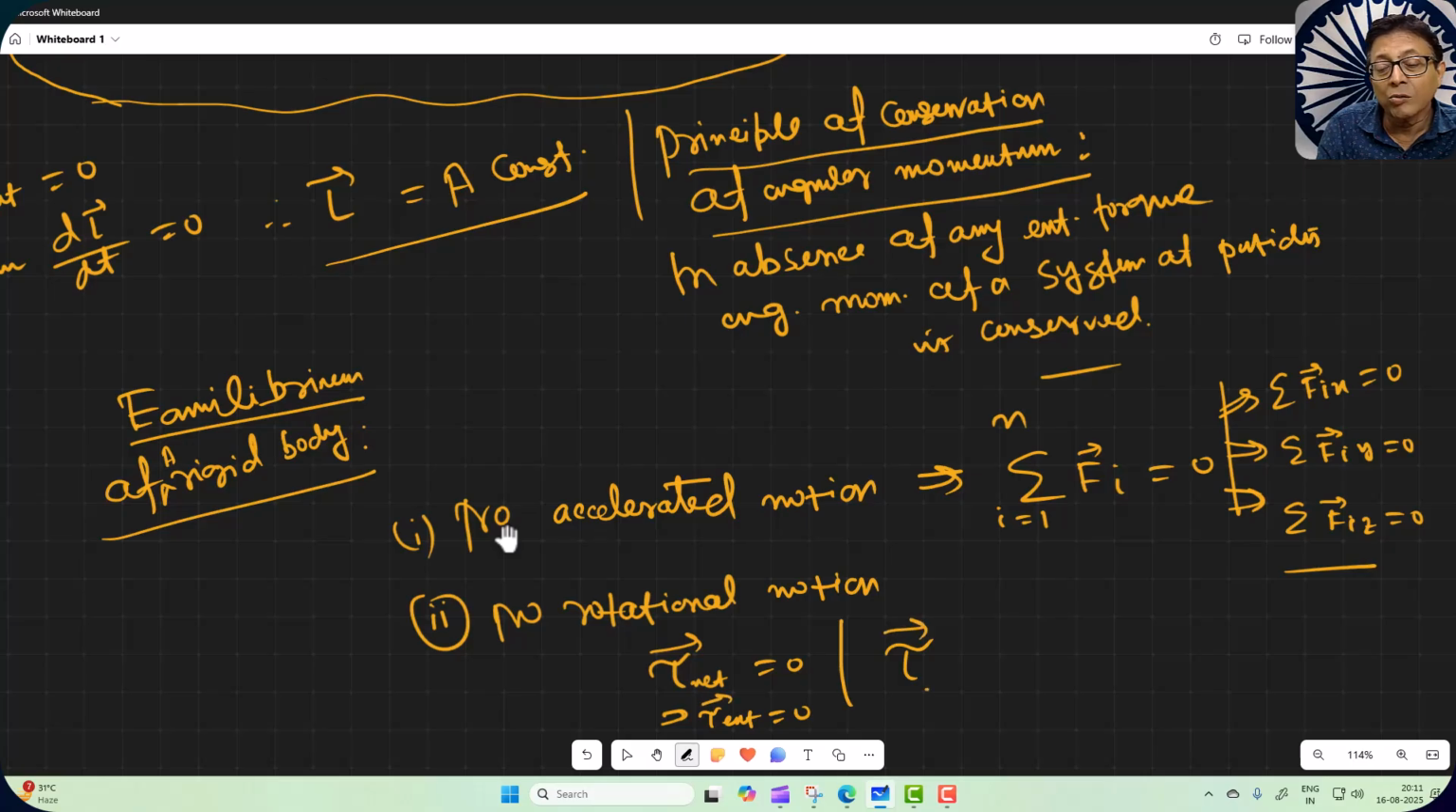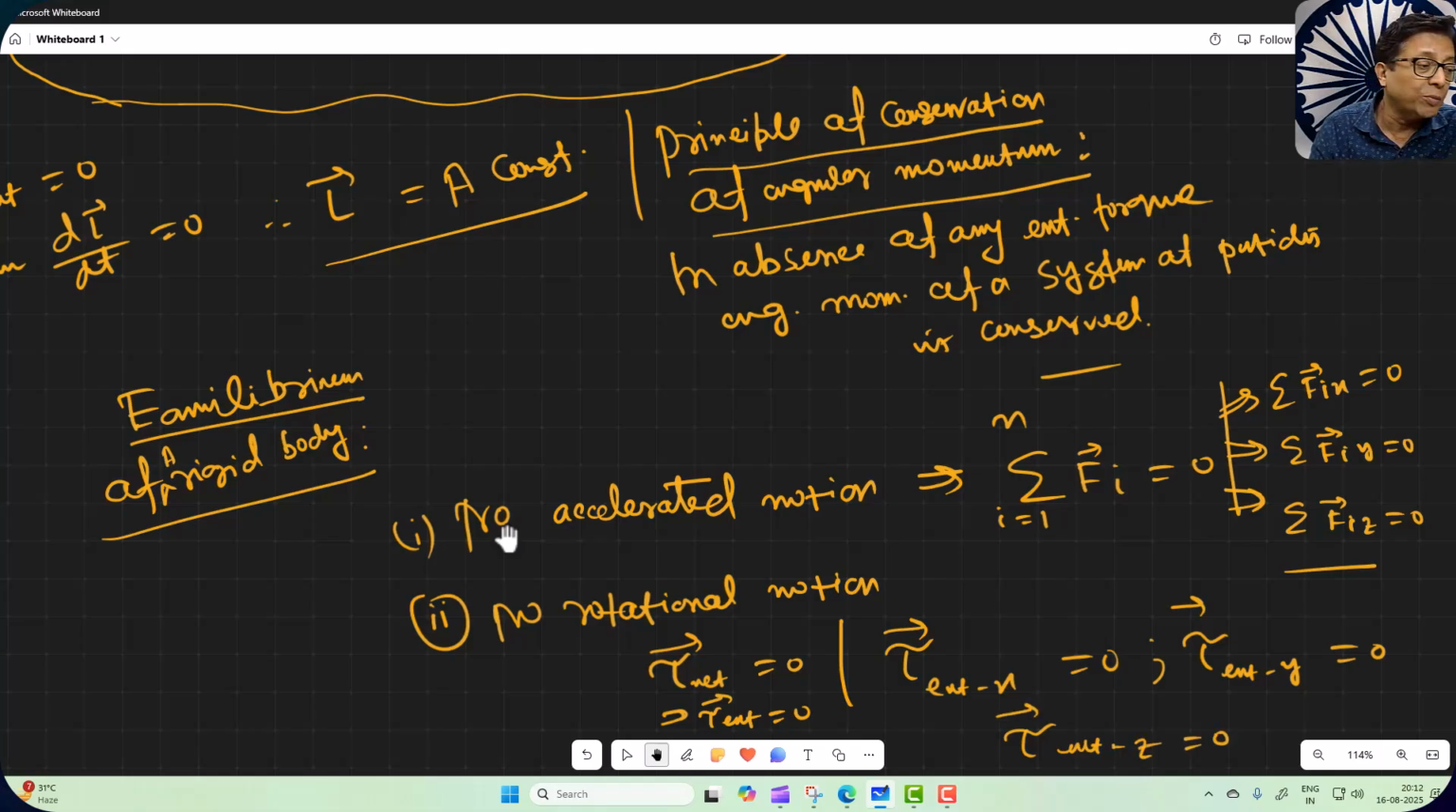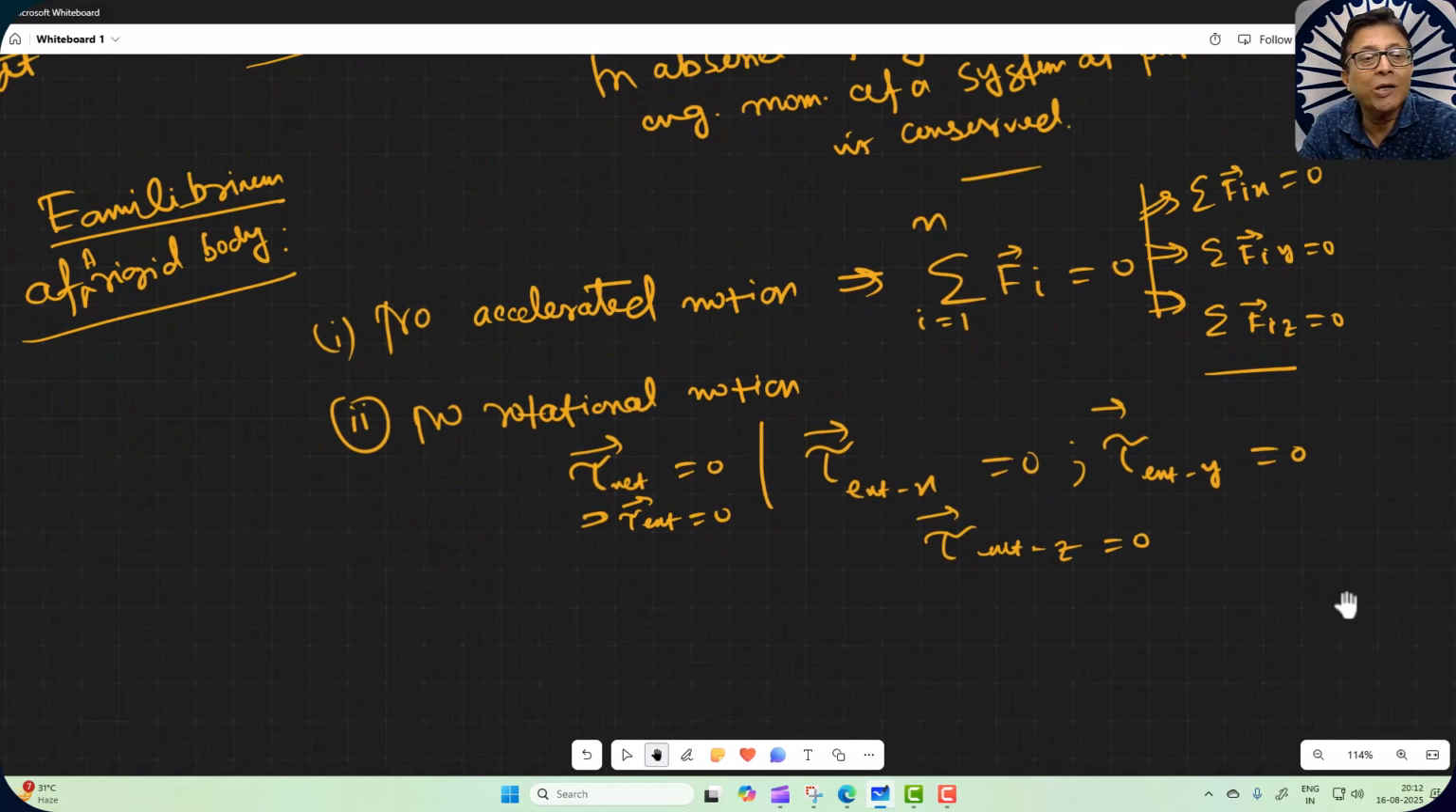So this is tau external along x-axis 0, tau external along y-axis will be 0, and tau external along z axis also going to be 0. Okay. So you calculate net torque, that will be 0. You calculate net force, that also will be 0. Okay. We will solve lots of problems. You have to wait for the next session.